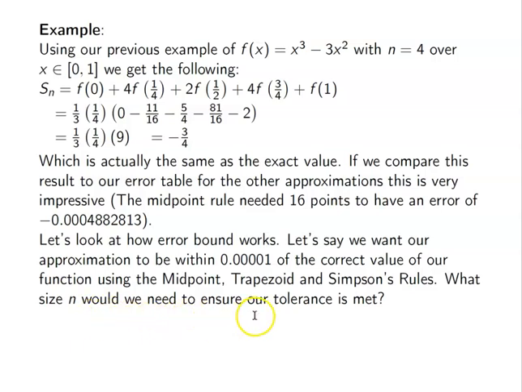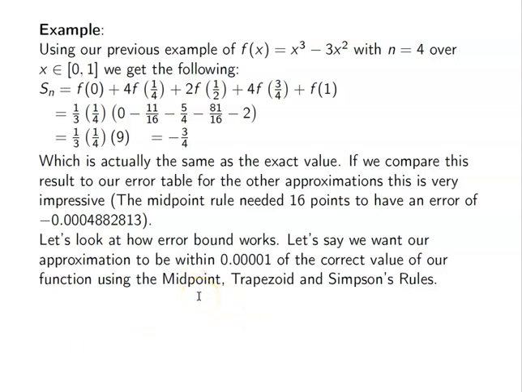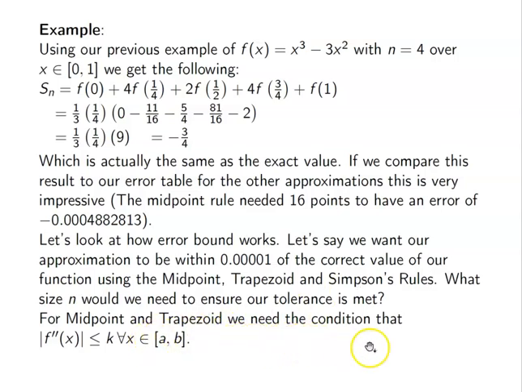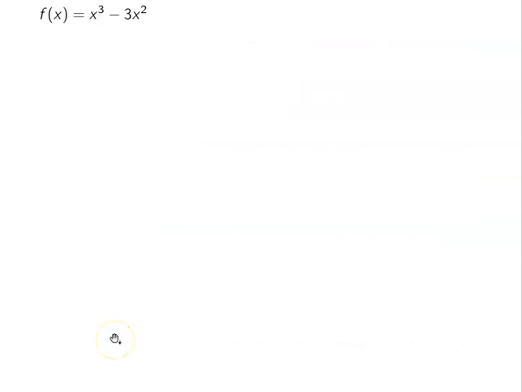So what size n would I need? How many rectangles would I need to make sure that I'm this accurate with the midpoint, trapezoid, or Simpson's rule? For the midpoint and trapezoid rules, we need the condition that the second derivative is less than some value k over my interval. We don't have a value for k given to us, so we have to figure it out. Let's find the second derivative of our function. Our function is a polynomial, so the first derivative is 3x squared minus 6x, and the second derivative is 6x minus 6.